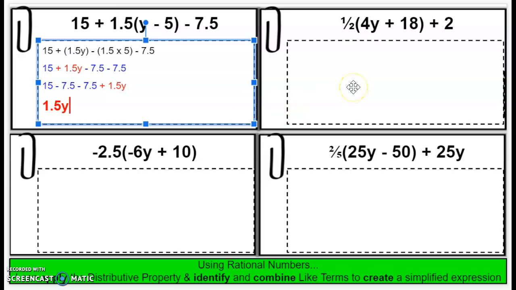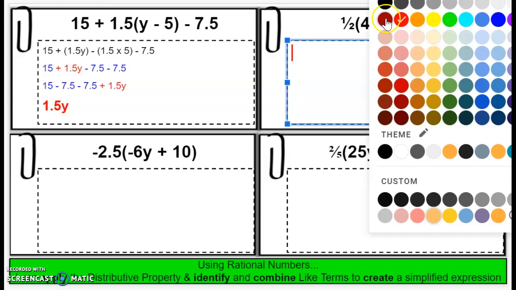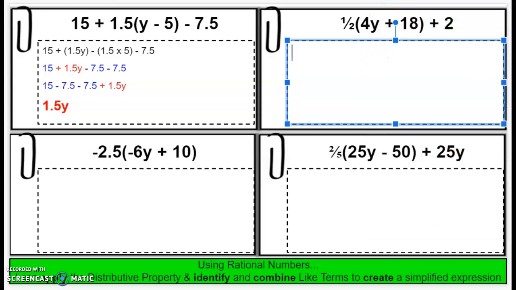Okay? I am going to now work with a fraction. I have 1/2 that I'm going to distribute to 4y plus 18, and then I have a plus 2 at the end. Okay, so I'm going to go ahead and distribute first. Let me change that back to black so you guys can see. Okay, so I have 1/2 times 4y. Let me put these in parentheses.